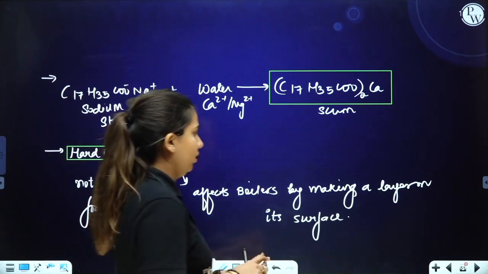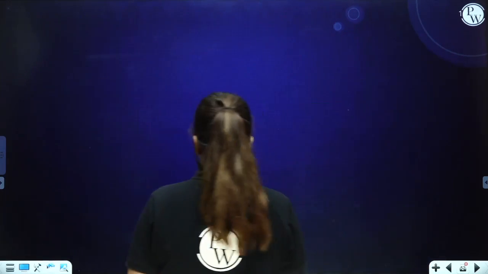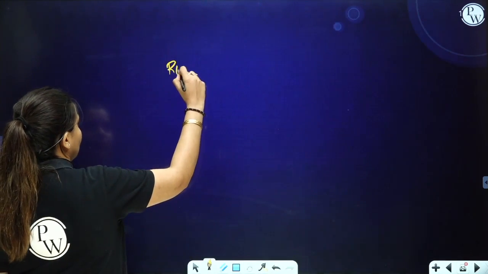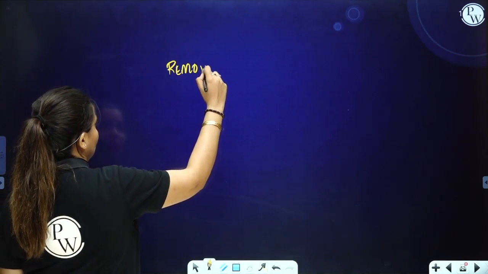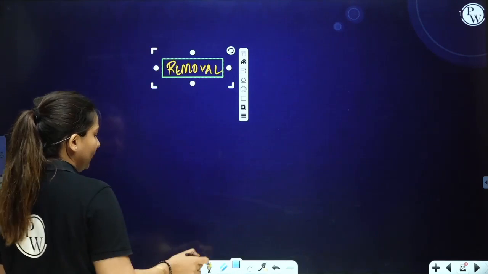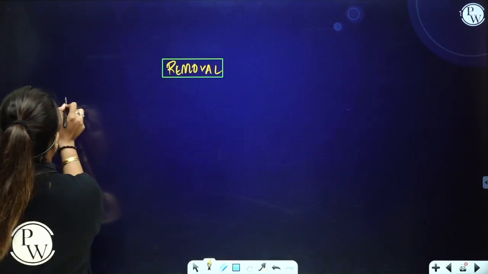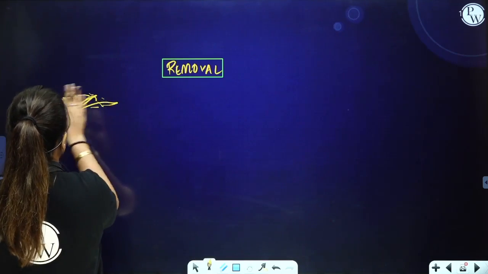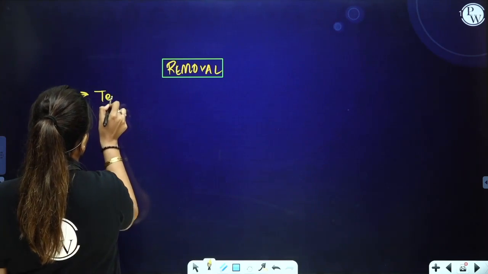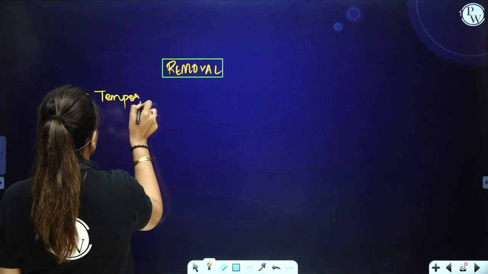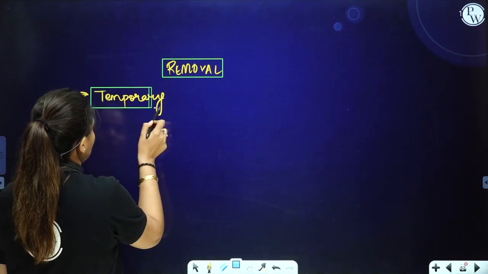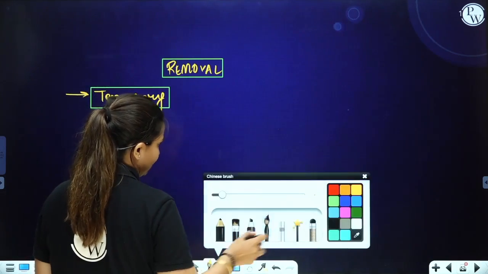Okay, now let's move forward. Now we have to understand how we can perform the removal. We have to remove these hardness. How we can remove the hardness? First of all, we have to discuss the removal of hardness which is temporary, because temporary hardness is easy to remove. That can be removed in two types of processes.